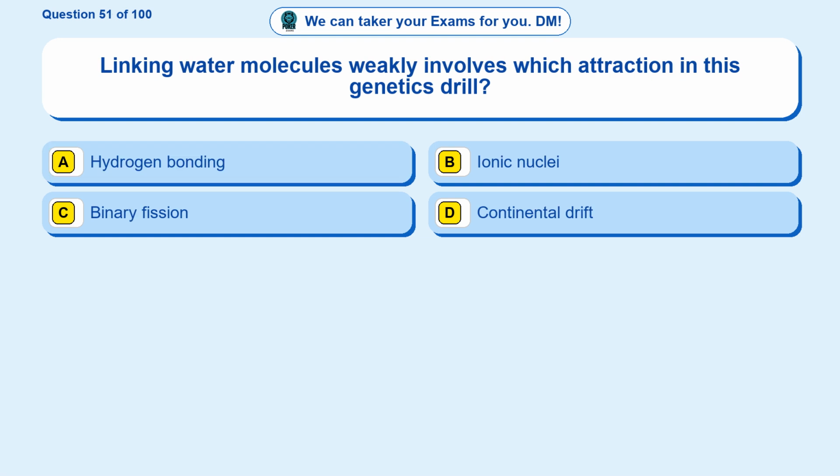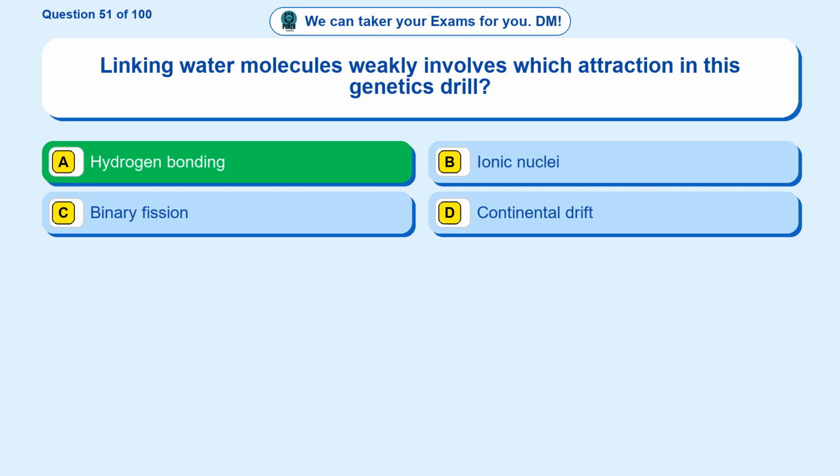Question 51. Linking water molecules weakly involves which attraction in this genetics drill? Option A hydrogen bonding. Option B ionic nuclei. Option C binary fission. Option D continental drift. The correct answer is option A.